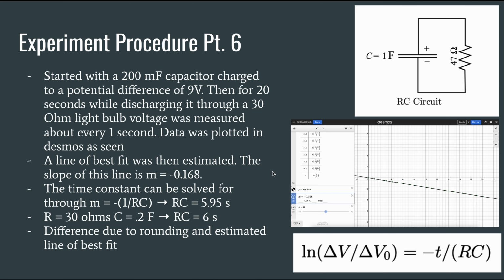A line of best fit was then estimated, and the slope of that line was about negative 0.168. The time constant can be solved for through an equation using that slope, and it comes out to be 5.95 seconds. Now R is 30 ohms and C is 0.2 farads, so R times C is 6 seconds. So we can see that our experimental data and the actual calculation are very, very close.